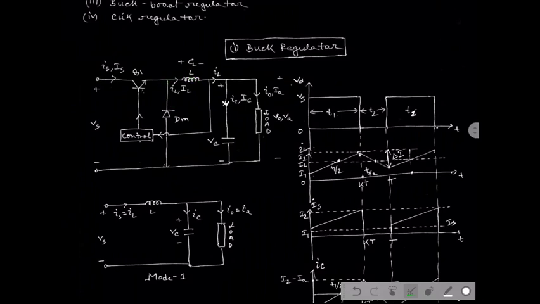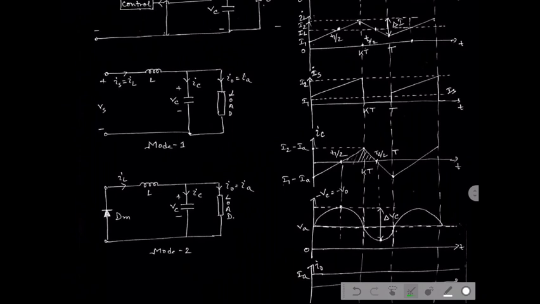So the total working principle can be defined by two modes of operation, mode 1 and mode 2 operation. When the switch is in on state, then the current starts flowing through this circuit. And when the switch is in off state, then the current continues due to the presence of the inductor. That means we can conclude two modes of operation, which are depicted in these two figures. This is mode 1 operation and this is mode 2 operation.